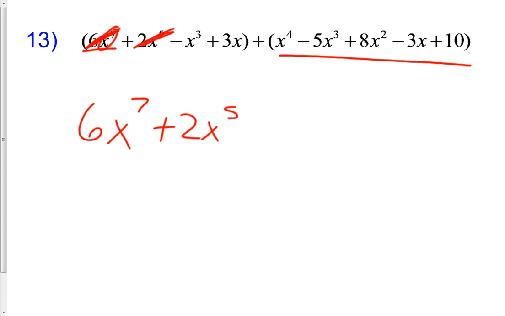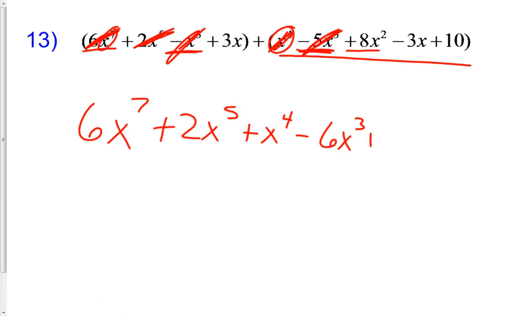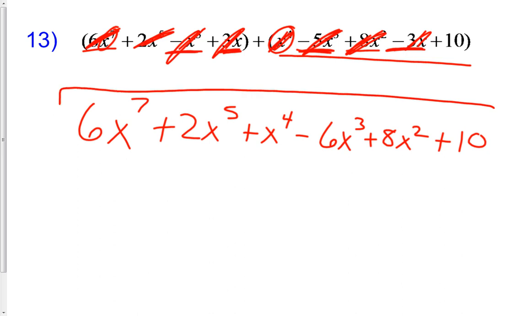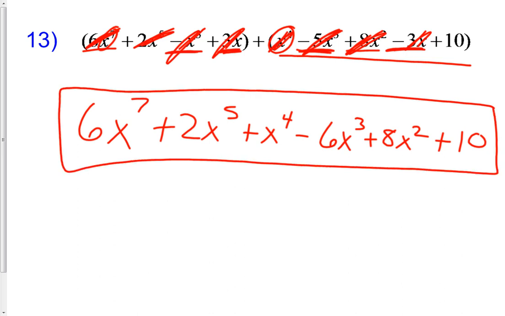And then x to the fourths would come next. So here's a 1x to the fourth, so plus x to the fourth. Now x cubes. I have a negative 1x cubed and a negative 5x cubed. A negative 1 minus 5 is a negative 6x cubed. So we're combining like terms. X squareds, I have 8x squared right here, plus 8x squared. X's come next. I have a plus 3x and a minus 3x. That makes 0 x's. Don't even have to write it. And then I get a plus 10 for a constant term. So all we do is combine like terms when you add polynomials together.